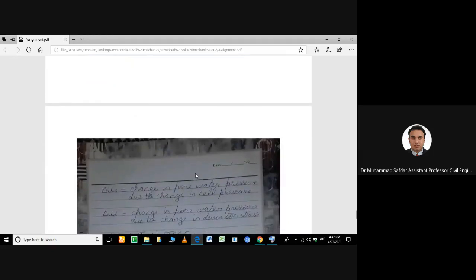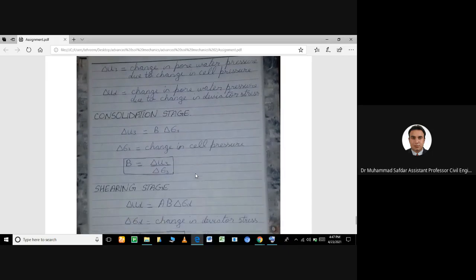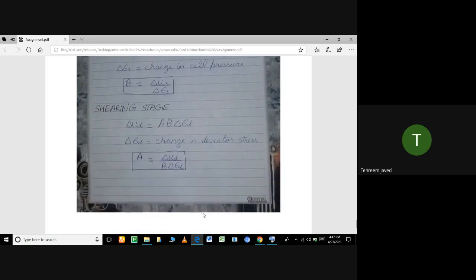As Wali has discussed, the delta U3 and the B, its derivation. I would come to this stage, the shearing stage. We can calculate B from the consolidation stage in an unconsolidated, undrained test. So we can obtain the value of B from delta U3 and delta sigma 3. Now, once we have obtained this value, in the shearing stage we can use these parameters, delta UD, A, B, and delta sigma D to calculate the A parameter.